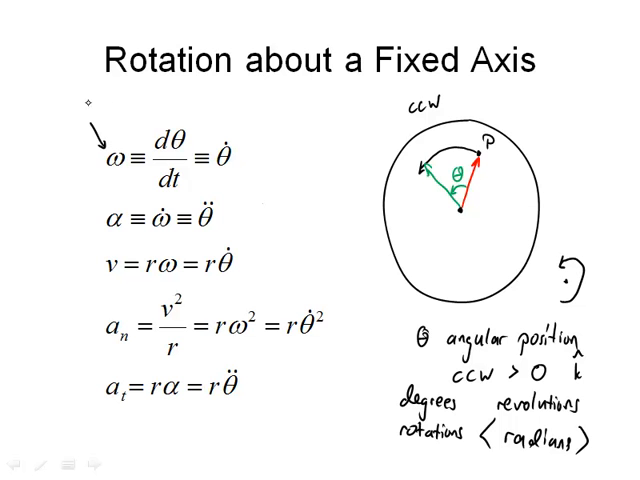Omega is the angular velocity, and like a lot of angular parameters, they're simply angular counterparts to parameters that we see in one-dimensional or three-dimensional length. So there's a linear velocity, there's an angular velocity. There's a linear position, x, there's an angular position, theta. And so the derivative of theta with respect to time, by definition, gives us the angular velocity.